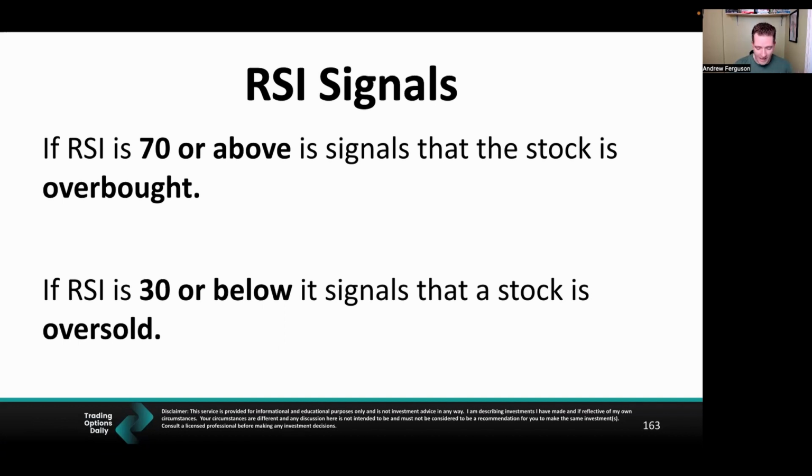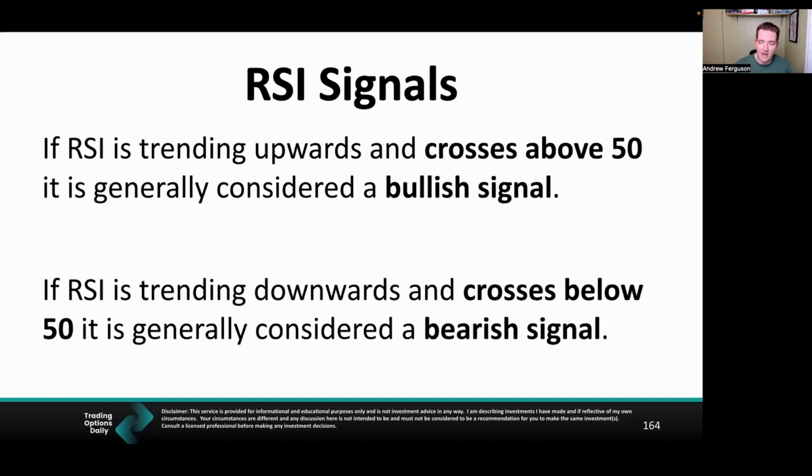None of these technical analysis indicators are guarantees, but they help tilt the odds in your favor of what could happen. So if we look at an RSI and we see it crossing above 50 up to the right, that's considered a bullish signal. And if it's trending down to the right, it is considered a bearish signal. That's how we interpret RSI.